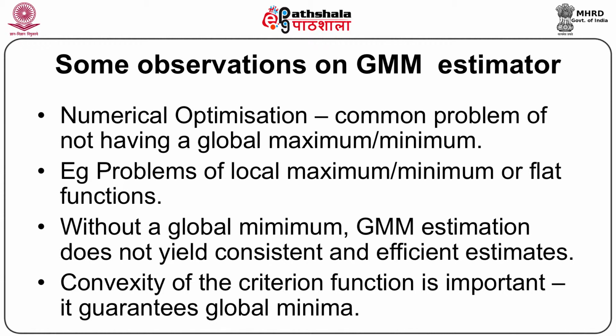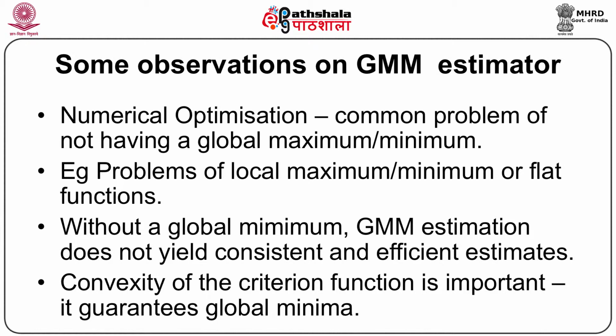Now, in numerical optimization, a common problem is not having a global maximum or minimum, for example the problem of a local maximum or minimum or a flat function. Without a global minimum, GMM estimation does not yield a consistent and efficient estimate, and convexity of the criteria function is important. It guarantees the global minimum.